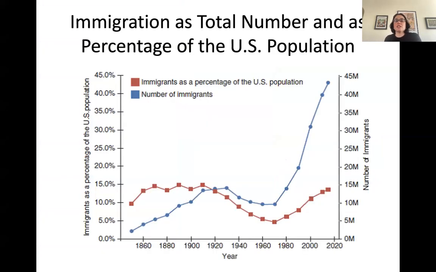Now, in this chart, we see immigration as a total number and as a percentage of the US population. So while the blue line demonstrates that we have a large number of immigrants, this is not necessarily undocumented people. Immigrants as a percentage of the entire US population is really closer to 15%, okay? So think about that when we're hearing rhetoric around the supposed hordes of immigrants that are coming and crossing the border.